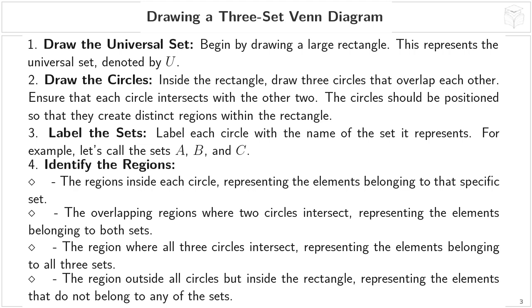Keep these regions in mind, because on the next slide, we'll be looking at how to interpret them in detail and what they actually tell us about the sets. So, practice drawing this diagram a few times, making sure your circles overlap nicely and you can clearly identify all the different regions.